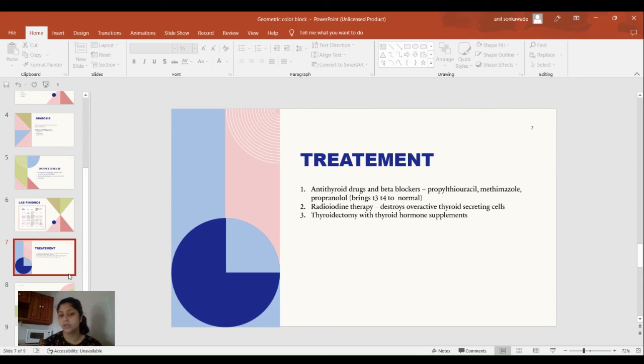Then you have radioiodine therapy, which basically destroys overactive thyroid secreting cells. And finally, you have thyroidectomy, which is removal of the thyroid, but obviously you will have to give the patients thyroid hormone supplements because they need that to live.